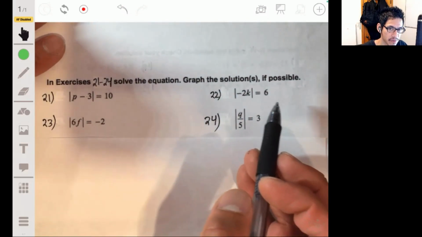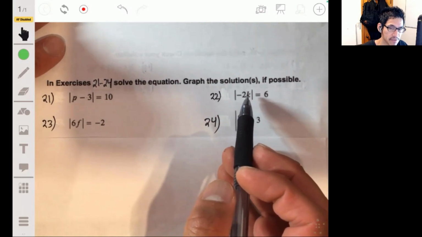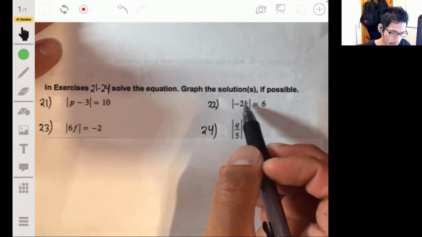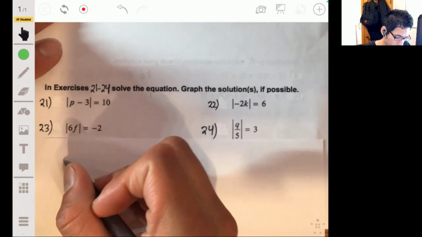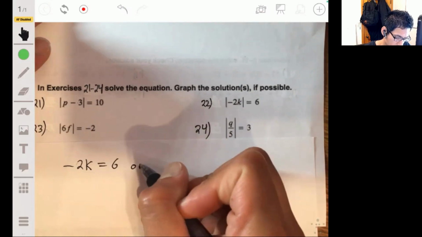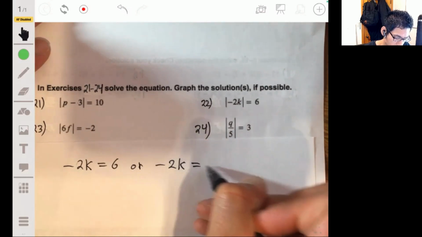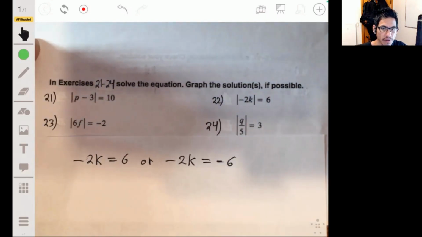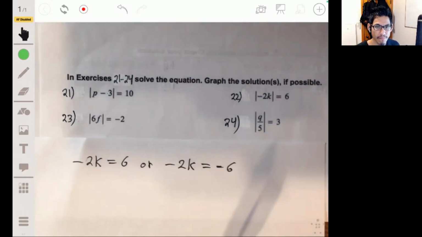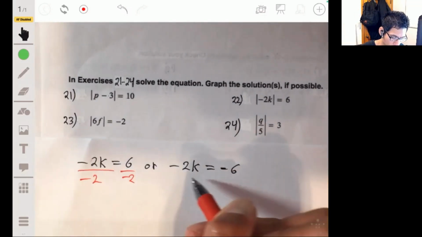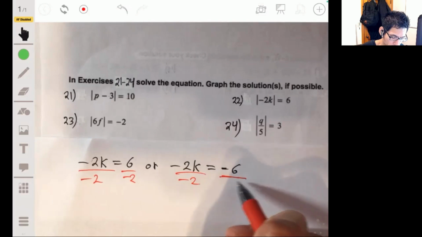So the absolute value of 2k equals 6. The absolute value of negative 2k equals 6. So we're going to have negative 2k equals positive 6, or negative 2k equals negative 6. And just solve both of these. Divide both, or all 4, by -2.